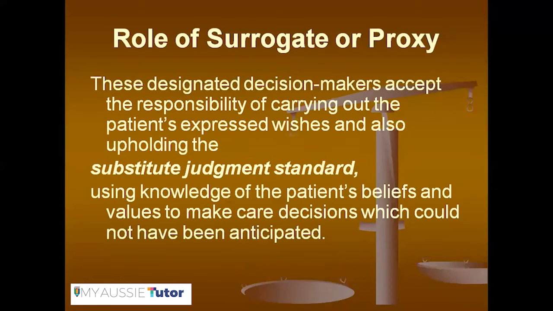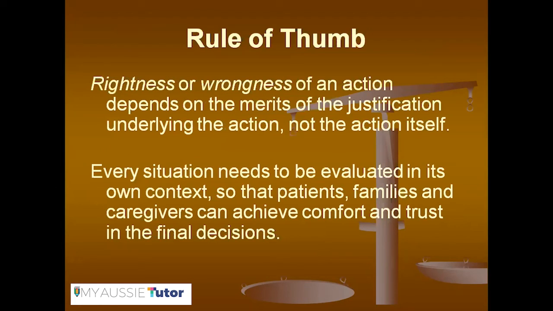What is the role of the surrogate or proxy? This surrogate or proxy is basically a designated decision maker accepting the responsibility that they will carry out what the patient has expressed and uphold their wishes. The patient has also expressed their interest that the substitute judgment standard will work according to their own beliefs and values and be able to make decisions which could not have been anticipated previously.